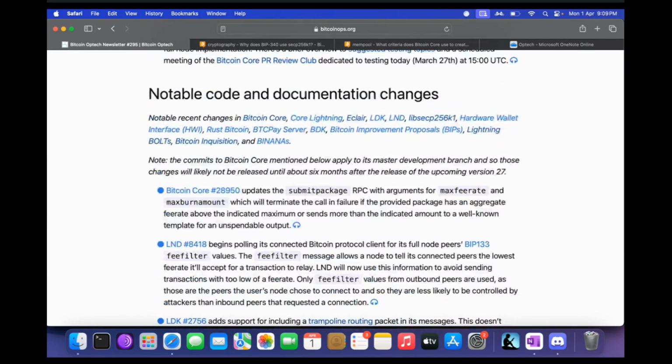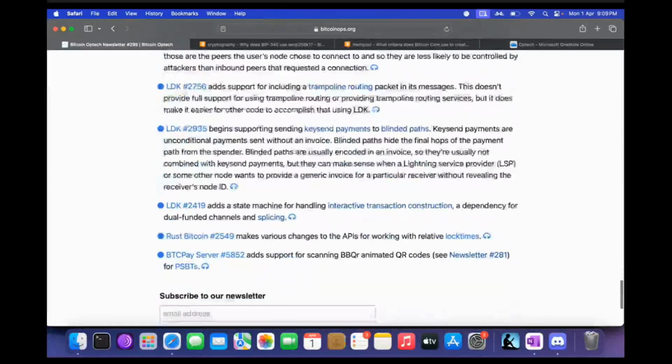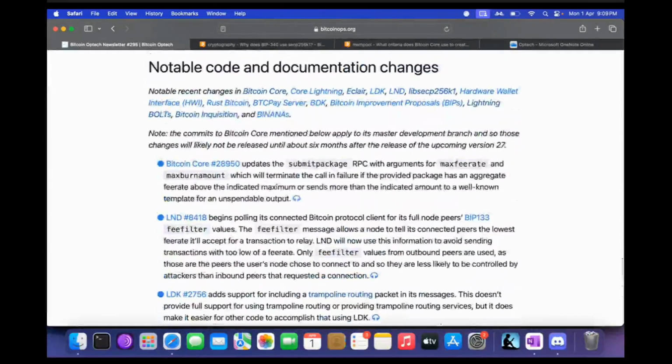Notable code and documentation changes. We'll try and wind this up in 5 minutes. Bitcoin Core 28950 PR updates the submit package RPC with arguments for max fee rate and max burnout amount. So like we were talking about what's a package relay, you use this RPC to relay the package of transactions, submit package. Now it has added 2 new arguments, max fee rate and max burnout.